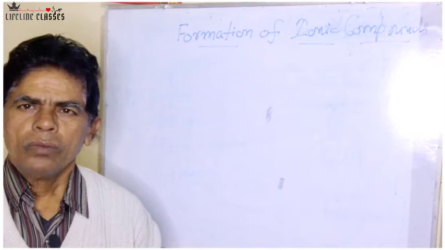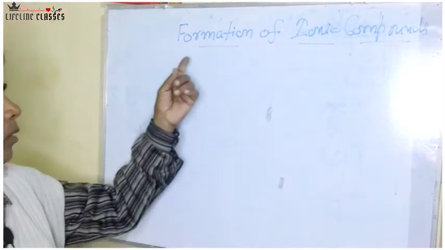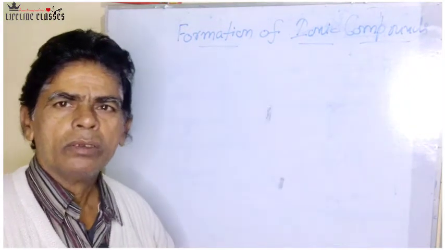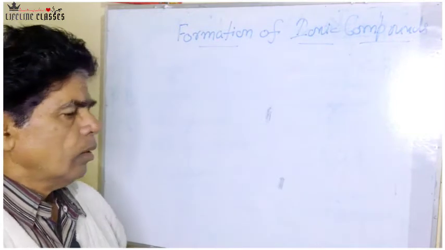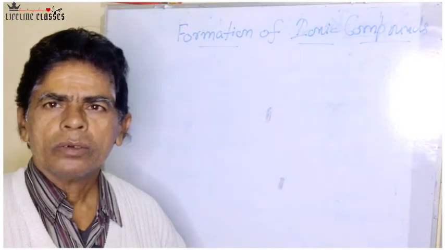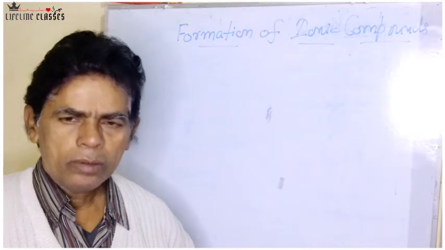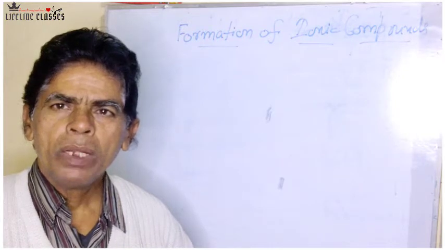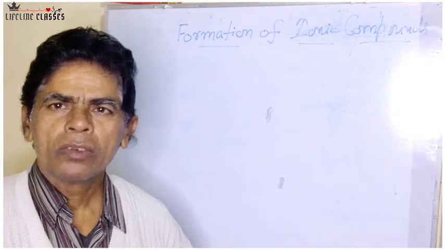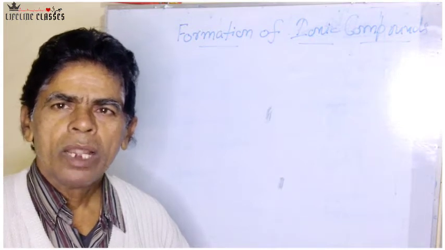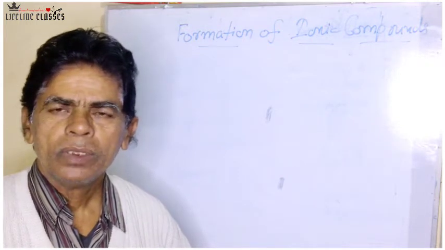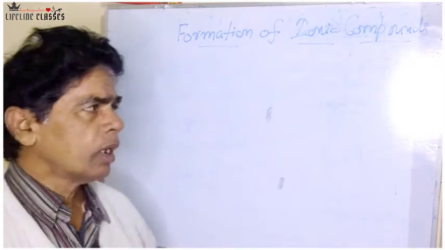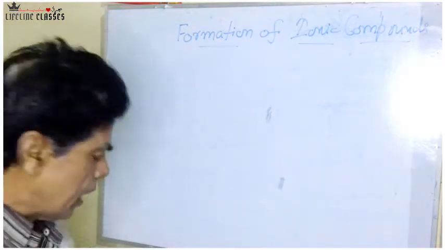Today we have to study about the formation of ionic compounds. What is formation of ionic compounds? We have discussed earlier that ionic compounds are formed by the complete transfer of electrons from metallic atom to the non-metallic atom. You know, metallic atoms have tendency to lose electrons and form positive ions.